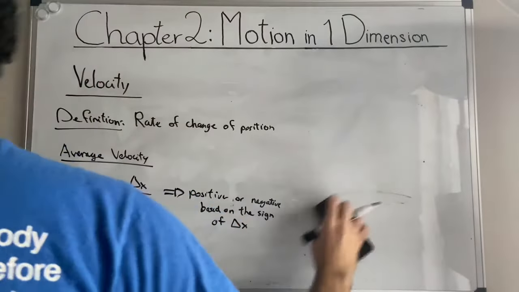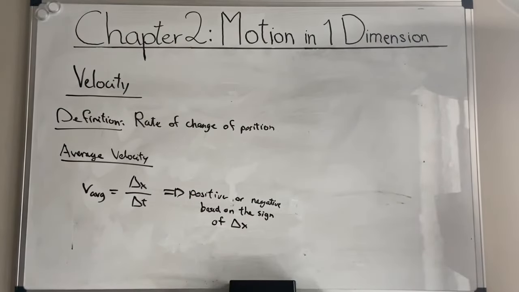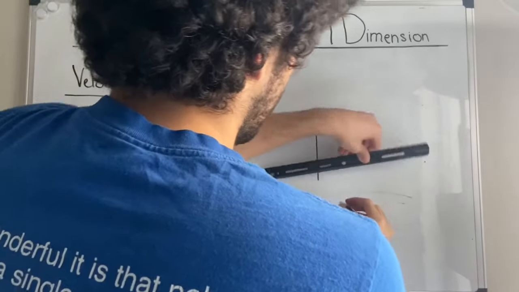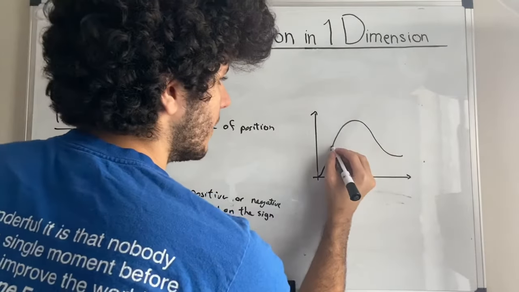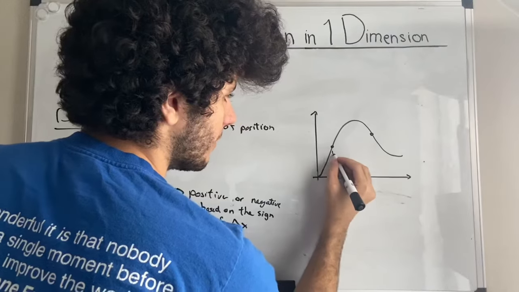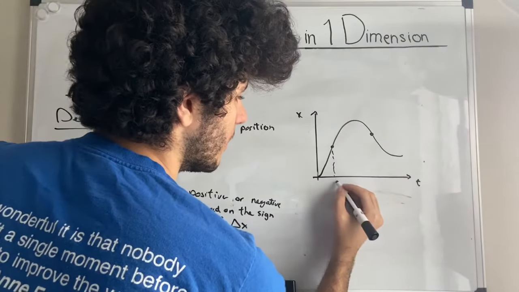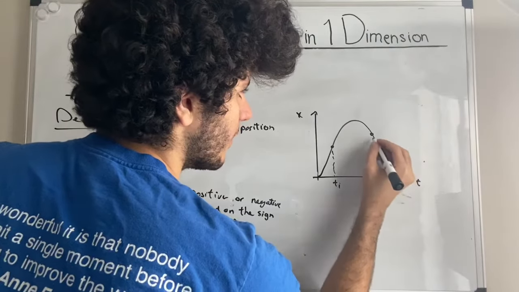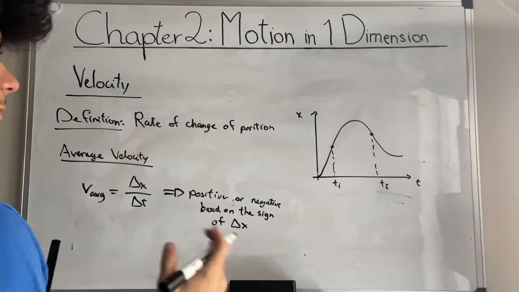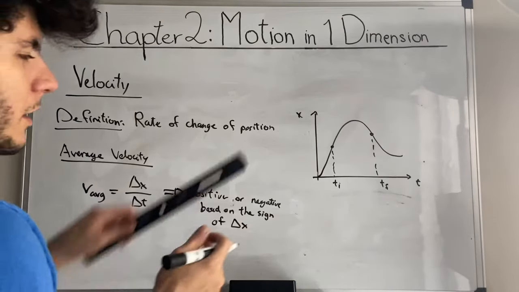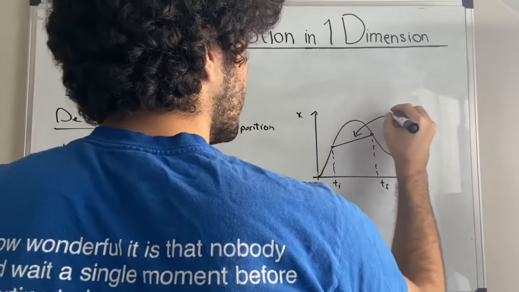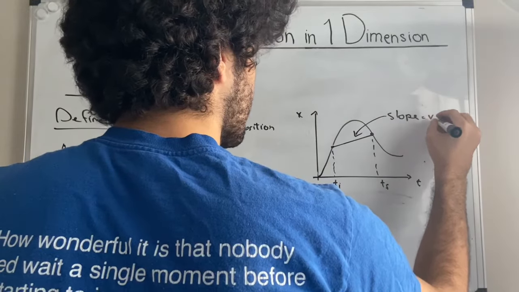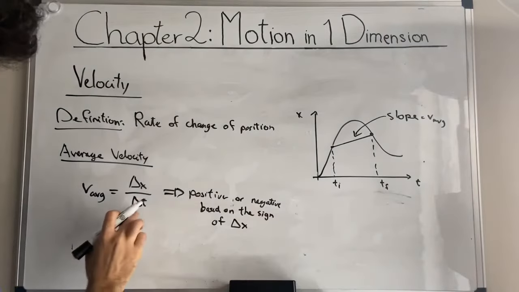All right, we have that understood. And if we look at a position versus time graph, we can put this definition to use. Say we have something like this, and we're trying to find the average velocity between these two points, between ti and tf. When we calculate the average velocity, we're considering both these points and drawing a line between them. Calculating the slope of this will give us the average velocity.